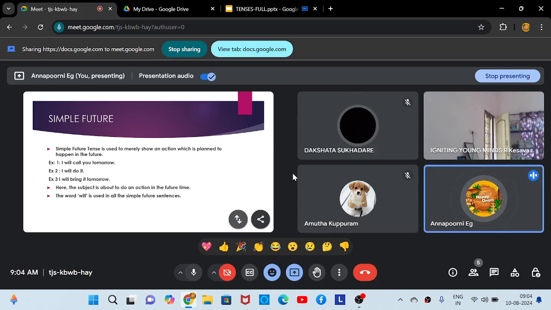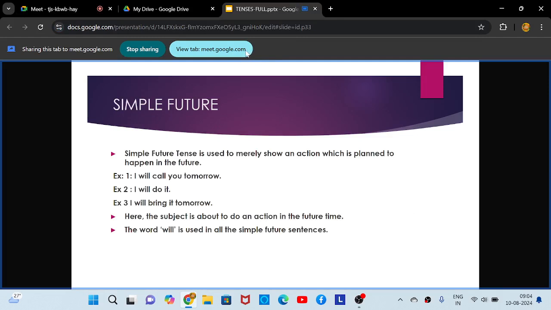Good. So we started simple future tense in the last class. So I will just give you a gist about what is simple future tense. Simple future tense is used to show an action which is planned to happen in the future. So any action which is expected to happen in the future is expressed in simple future tense. For example, I will call you tomorrow, I will do it for you, I will help you. All these are examples for simple future tense.